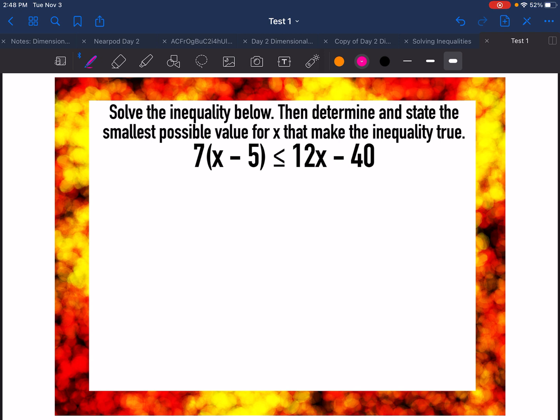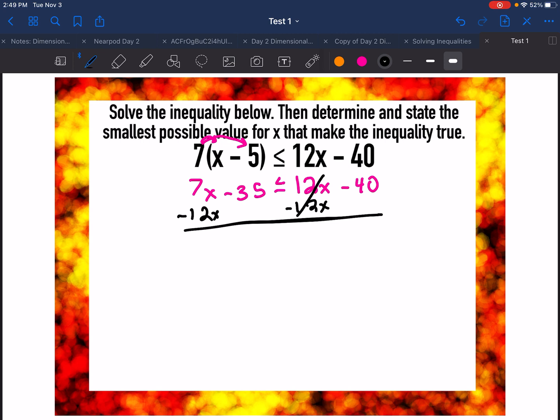Okay, here's how you do this one. We're going to distribute 7, so we get 7x minus 35 is less than or equal to 12x minus 40. I can start anywhere to get x by itself. I'm going to subtract 12x from both sides. Okay. That cancels. 7x minus 12x, I get -5x. I'm going to have to flip the inequality later because of that.